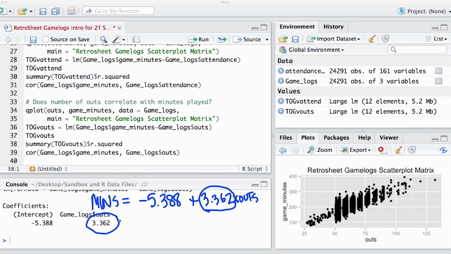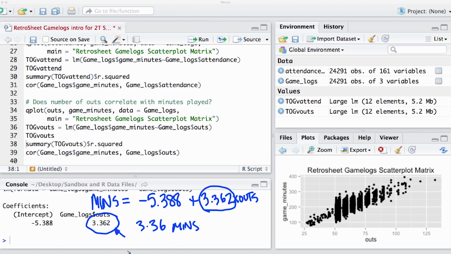On average, through that whole decade, it took 3.36 minutes to record an out. And that's what this coefficient is saying. You take outs, you multiply it by this number, you add in this error correction term where the data crosses the y-axis at 0, where x is 0. So that's some interesting data.